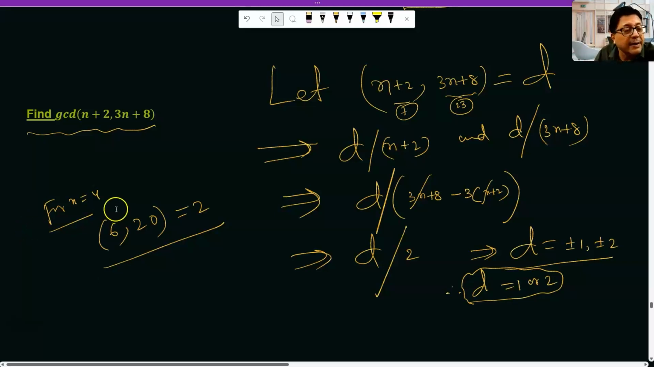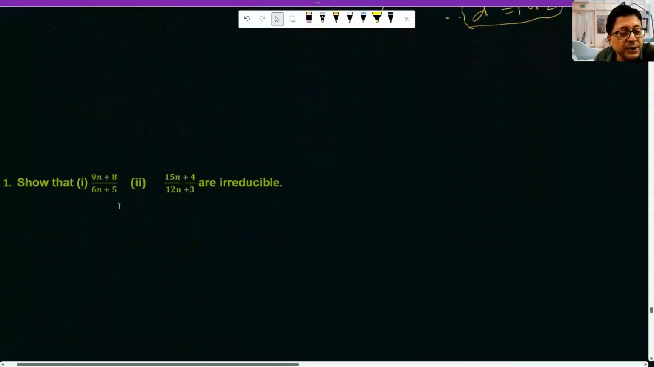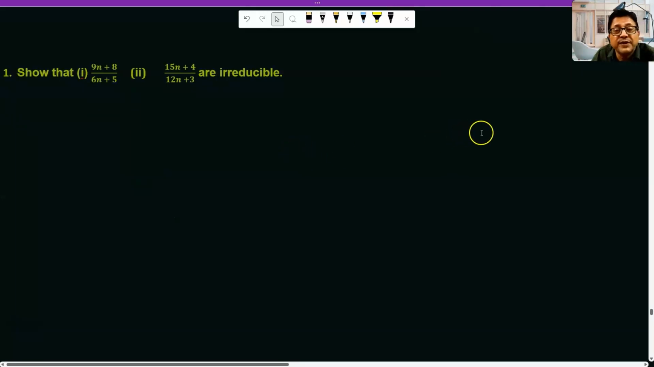Let us see another application here. This is a nice application of it. This kind of question came in old Olympiad papers, so we should try to solve it. Let me explain the meaning of irreducible. What is the meaning of irreducible? Show that this and this are irreducible.